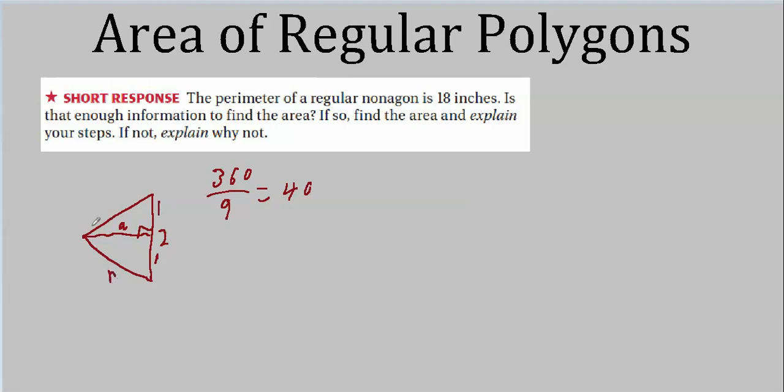Well, if this whole thing is 40 degrees, we've bisected it. And we've got 20 degrees here. So, what can we do? Well, it seems to me we could find A by using the fact that the tangent is the opposite over adjacent. We have the opposite, and we have the angle here. So it looks like we've got most of what we need to find A. In fact, I think we have all of what we need to find A. It's tangent of 20 degrees equals opposite over adjacent, 1 over A.